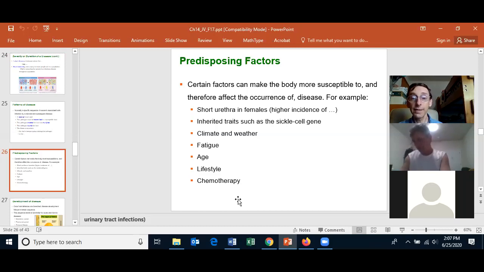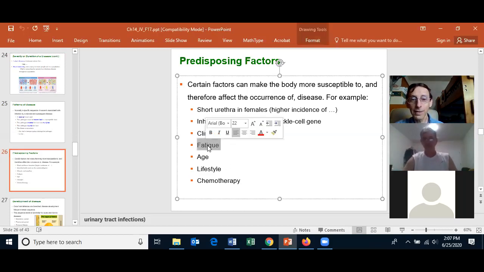There are inherited traits, a sickle cell gene or sickle cell anemia, that make the patient more likely to come down with disease. Climate and weather can affect the occurrence of disease. I think we all know that you're more likely to come down with the flu or a cold in the wintertime than you are in the summer. Fatigue can increase the chance of you coming down with disease. College students are frequently fatigued, and so they're more likely to come down with a disease than non-college students. Any question about that?